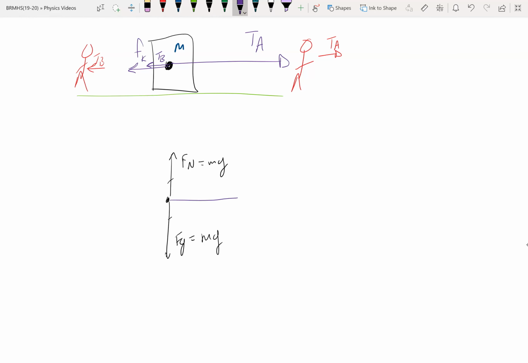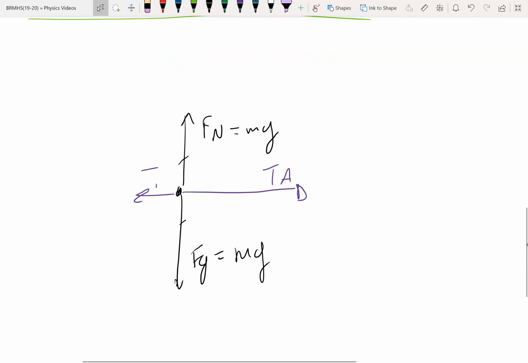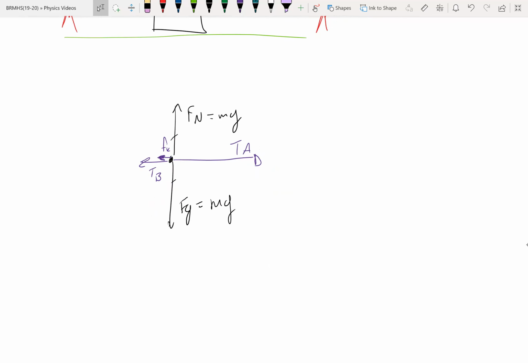I've got TA to the right just like I drew above, and now I'm saying TB is pulling back, but the thing's in motion now, so I've got some friction. I got to make sure, like I drew above, both my arrows leftwards should be parallel. We'll do it like that, because they have to point in the same direction.